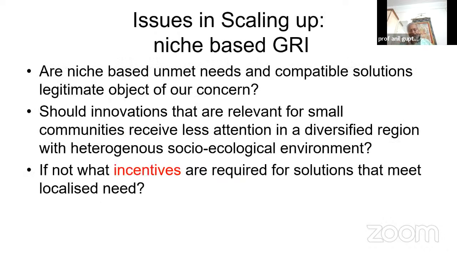So now comes a very important part. There are 3 dimensions of diffusion that we should think about. One is, should niche-based unmet need and compatible solution be the legitimate object of our concern? We discussed that earlier, that we should not focus only on widely diffusible solutions, but also limited ones. Should innovations for small communities receive less attention in a diversified region with heterogeneous social structure? In mountains, no 2 valleys are alike. No 2 climes are alike. Every valley has a different ecosystem. They will need different kinds of solutions.